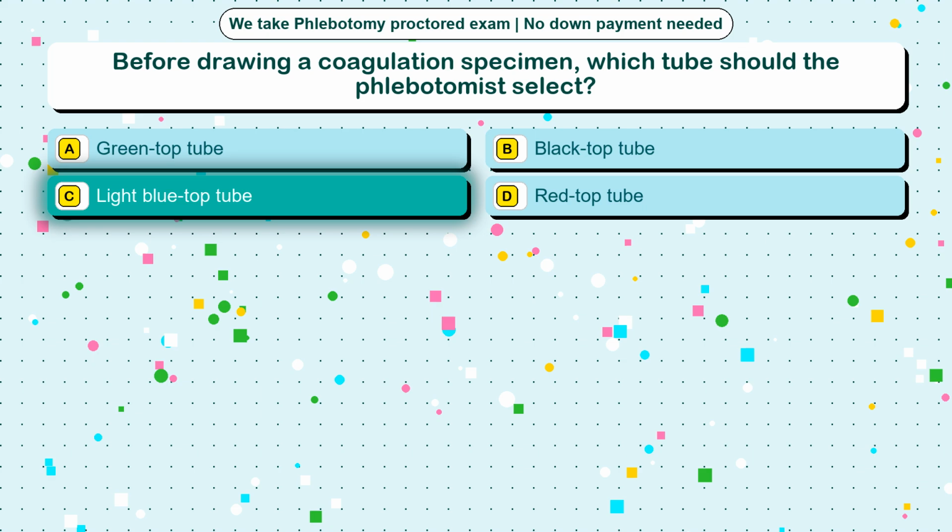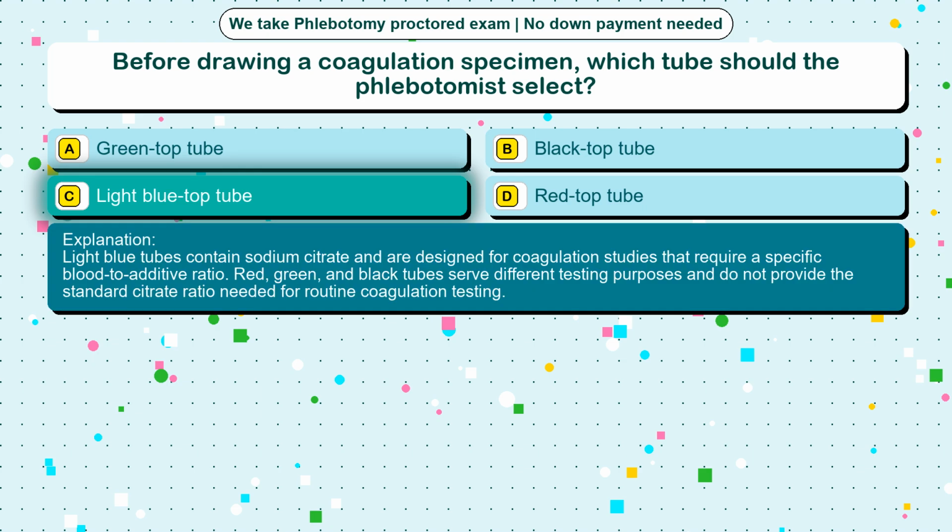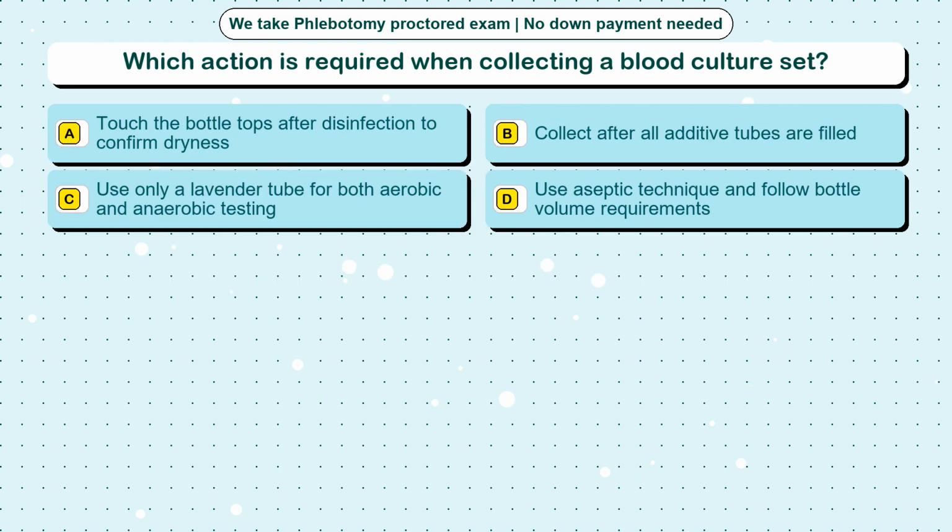The correct answer is option C. Light blue top tube. Light blue tubes contain sodium citrate and are designed for coagulation studies that require a specific blood-to-additive ratio. Red, green, and black tubes serve different testing purposes and do not provide the standard citrate ratio needed for routine coagulation testing. Question 6.